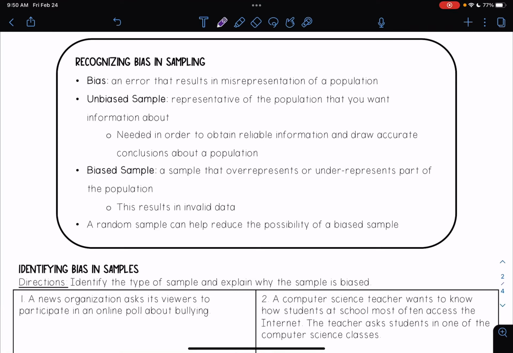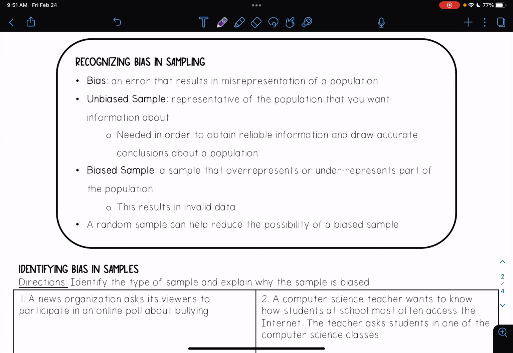When we're choosing a sample for a statistical experiment, it's important to recognize bias in sampling. Bias is an error that results in misrepresentation of a population. An unbiased sample is representative of the population that you want information about, and this is what we want when we are choosing a sample. We want it to be unbiased because it represents the population well. This is needed in order to obtain reliable information and draw accurate conclusions about a population.